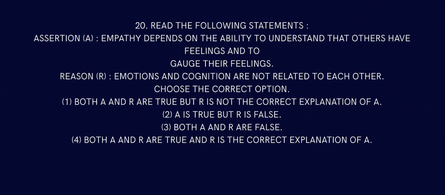Question number 20. Read the following statement. Assertion: Empathy depends on the ability to understand that others have feelings and to gauge their feelings. Yes, that is correct. Reason: Emotion and cognition are not related to each other. Not really. Emotion and cognition are 100% related to each other. So A is true, but R is false.